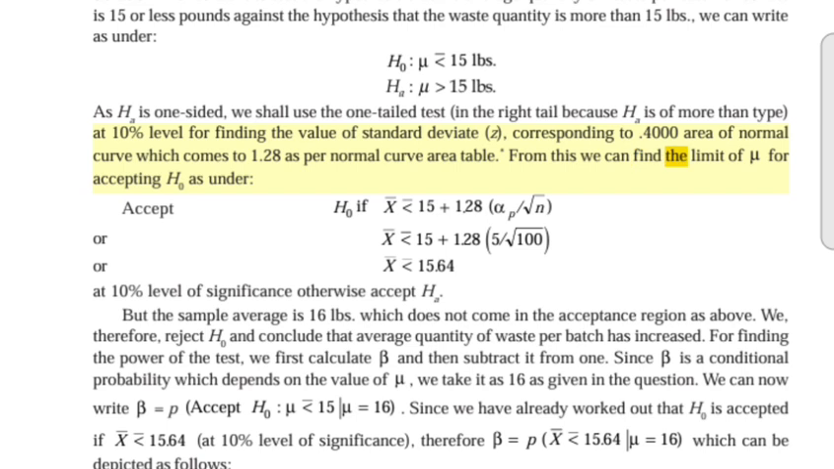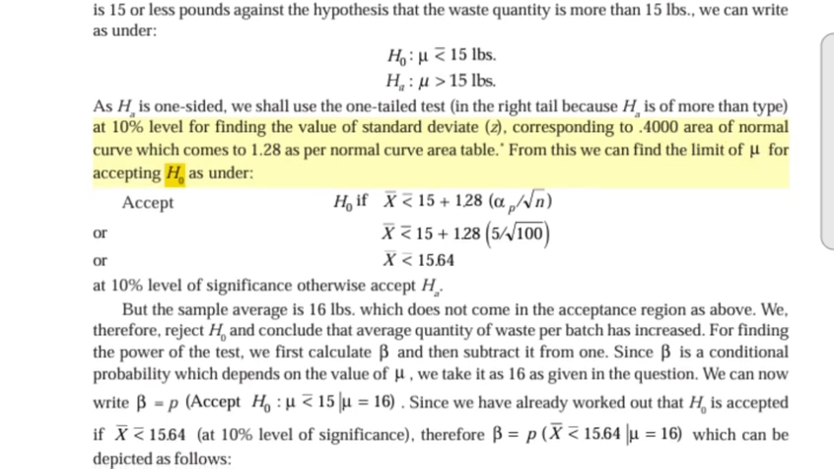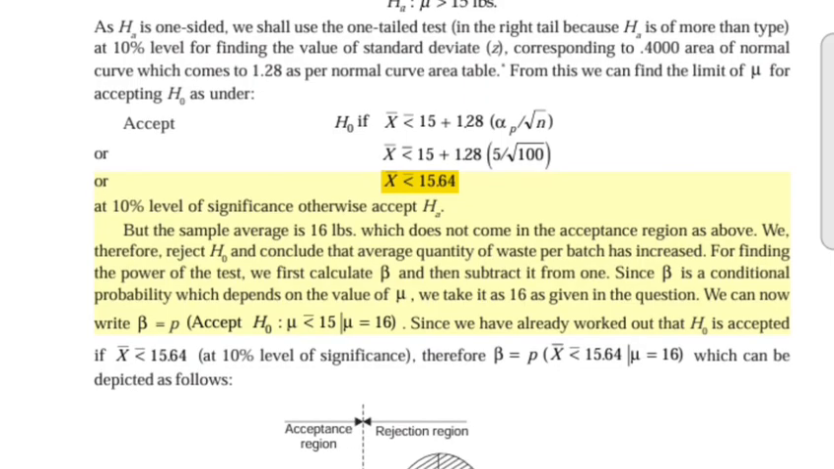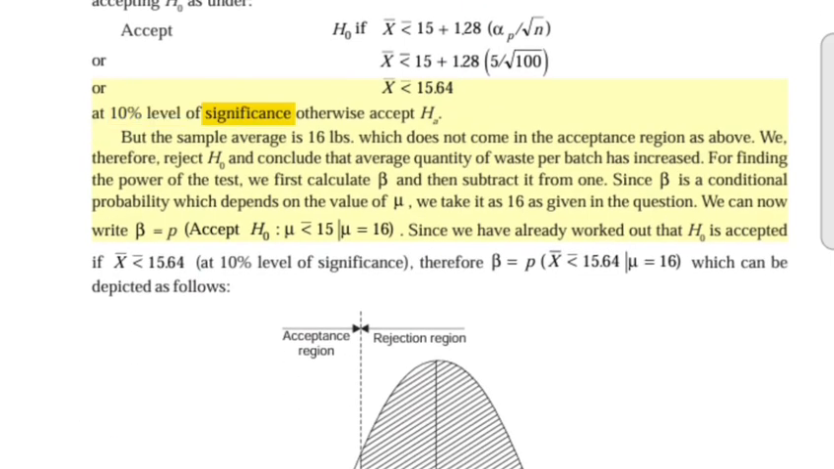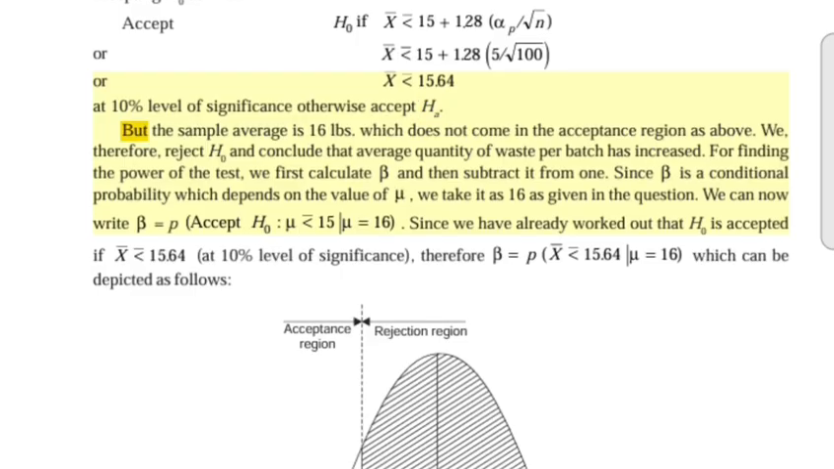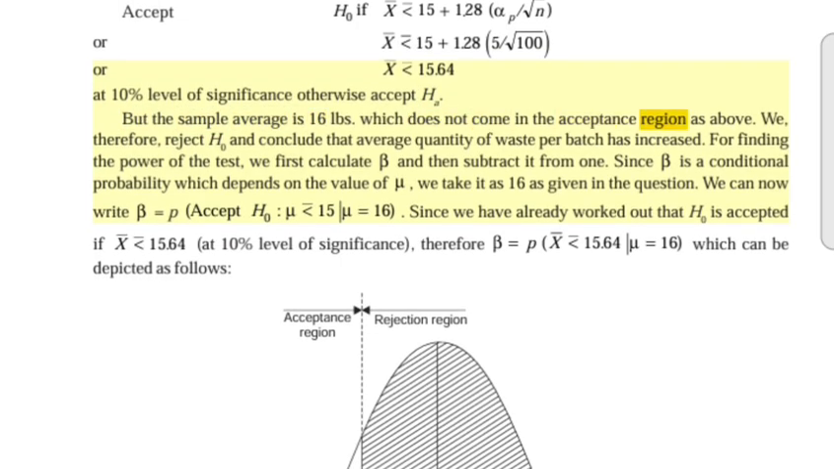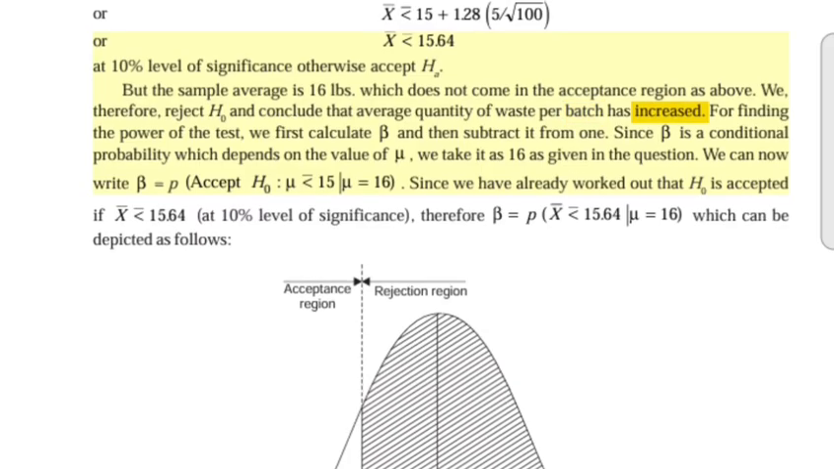From this we can find the limit of X-bar for accepting H0 as under: accept H0 if X-bar is less than 15 + 1.28 x 5/sqrt(100), or X-bar less than 15.64, at 10% level of significance, otherwise accept Ha. But the sample average is 16 pounds, which does not come in the acceptance region as above. We, therefore, reject H0 and conclude that the average quantity of waste per batch has increased.